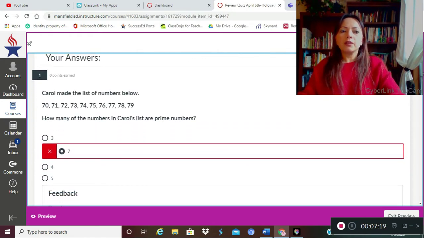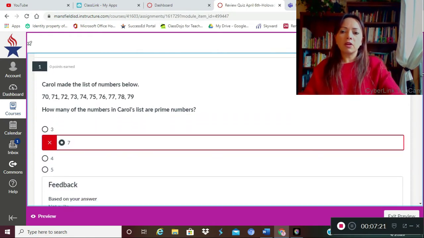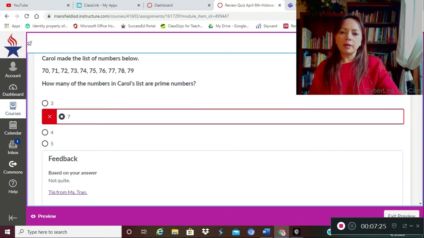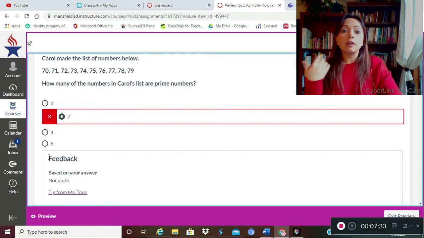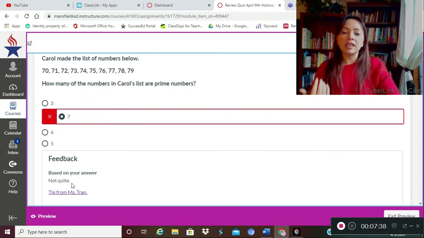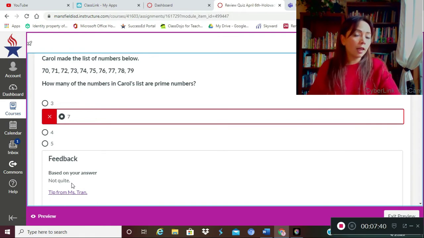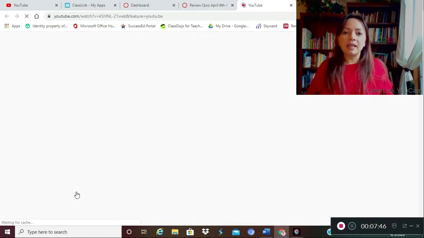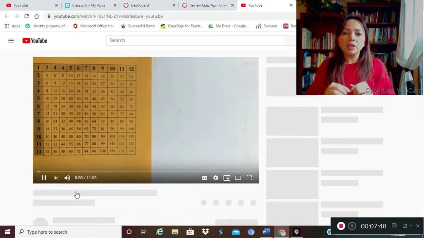So here is where I wanted to show you the accommodations I was talking about. When I was going through this list of problems, I randomly picked answers, of course, and they're wrong. Naturally, they're wrong. So in the feedback, after they have submitted it, they're going to see feedback for every single problem. In this feedback, it's going to say "not quite." That means they got this one incorrect. And here's a tip from Miss Tran. Anytime you see this with the link, that means there's a video coming and your students can review the specific concept.